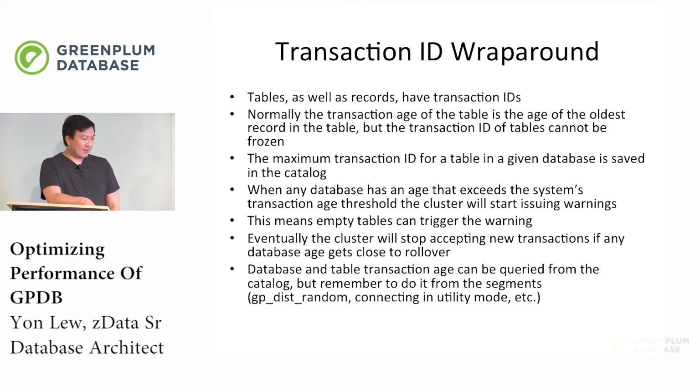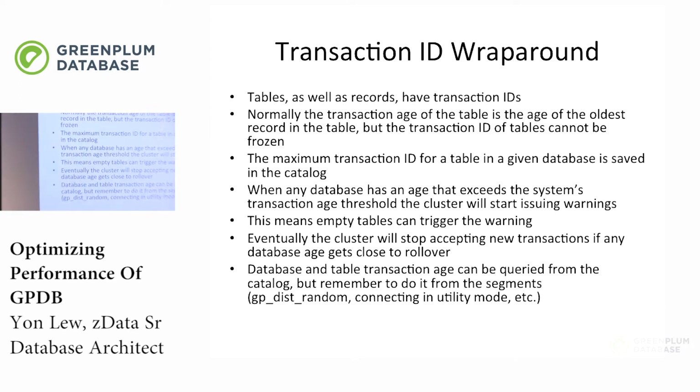So one other thing to remember about the transaction age of tables is that you cannot freeze them, and they're there no matter what, right? So it doesn't matter if you vacuum the table and you freeze every single row in the table, right? Eventually that table is going to need to be re-vacuumed. It doesn't matter if the table is empty, right? Eventually that table is going to need to be re-vacuumed because you cannot freeze that table's transaction ID.